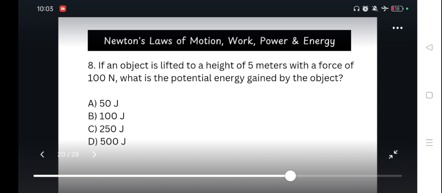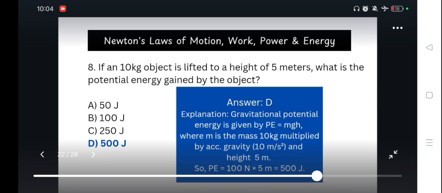Next, number 8. If an object is lifted to a height of 5 meters with a force of 100 Newton, what is the potential energy gained by the object? So here, our answer is 500 joule. So how do we get 500 joule? Now take note that potential energy is... oh no, sorry, here is actually the question, I mean the right question with the right answer.